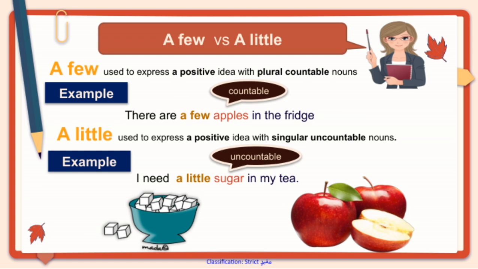Now, a helpful tip is to think of a little as a positive idea. It suggests there is some, enough for what we need. Similarly, a few also conveys a positive, small quantity. This is useful when you want to emphasize that you have just enough of something, whether it's countable or uncountable. So, to connect this to our overall theme, mastering these small differences in quantity expressions can really improve your fluency and clarity when speaking or writing in English.